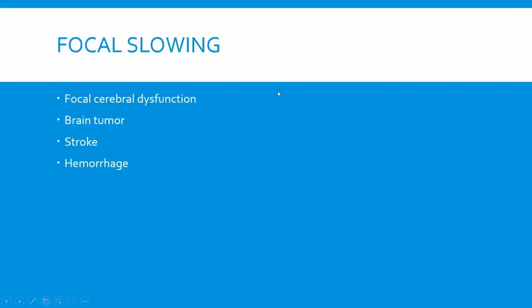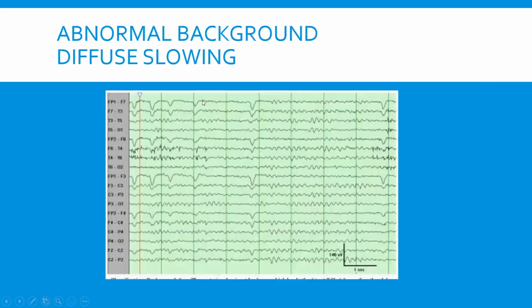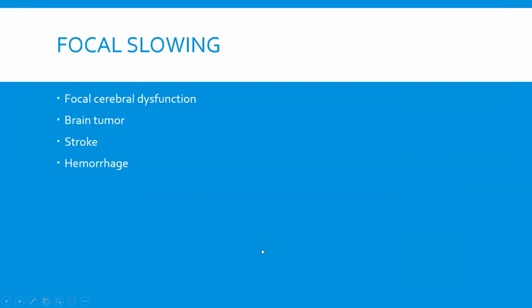Okay, so now I'm going to talk about focal slowing. The previous image was diffuse, so it's slow everywhere. Now I'm going to talk about what happens when there's slowing in just one part of the brain. When there's slowing in just one part of the brain, that means that part of the brain is not working well, or it could mean there's a brain tumor, or a stroke, or some hemorrhage. Just anything that's particularly wrong in that particular region of the brain.